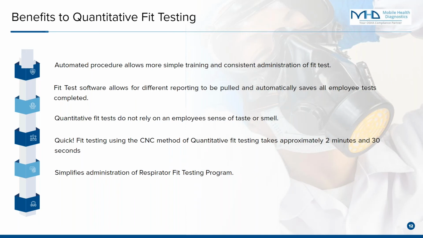Another benefit to quantitative is the fit test software with all three brands, OHD, TSI, and AccuFit or AccuTech. They all come with fit test software that allows for different reporting to be pulled, so you can see who's coming due or who's past due for their fit test. You can see how many of what type of respirator, how many of what size respirator. There's a variety of different pieces of information that can be put into the system that allow you to pull a variety of different reports. So that's something, especially for larger fit testing programs, that can be beneficial to the administrator of the program.